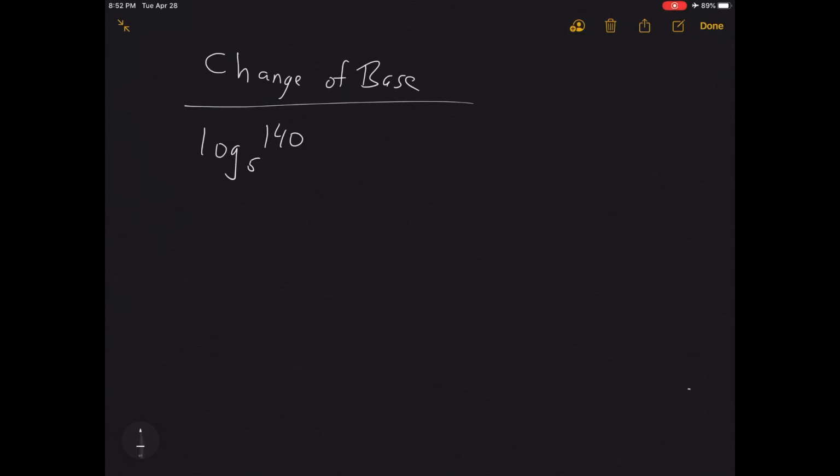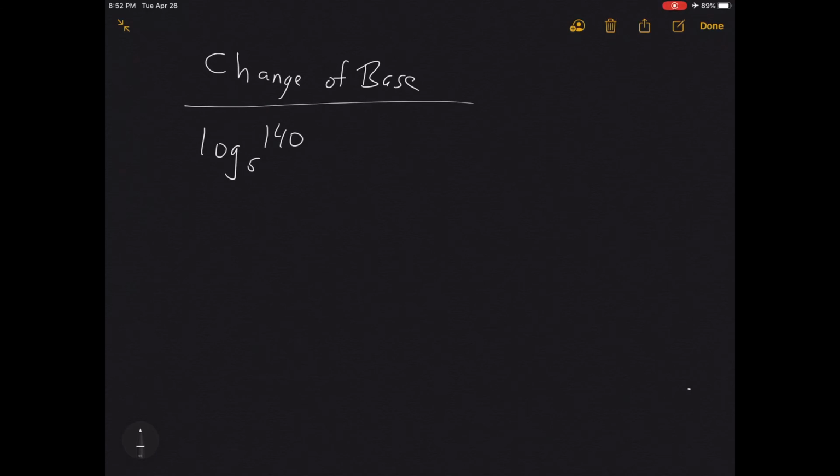5 to some power is not easy to find when it comes to 140, because 5 cubed is 125, 5 to the 4th is 625. So finding 5 to the what power gives you 140 is not easy to do. So you can't simplify it that way. And if you were just to go to an older style calculator, typing in the log of 140 would give you a log with only a base of 10. That's the way the calculators used to work. Again, nowadays the calculators, you can actually plug in log of 140 with a base of 5, and it's going to give you the decimal approximation. But it used to be that that wasn't the case.